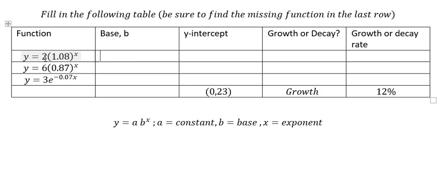So we know that number 2 is the constant, and 1.08 is the base. So we put 1.08 in here. Similar for the second one. And for the next one, the base is e.